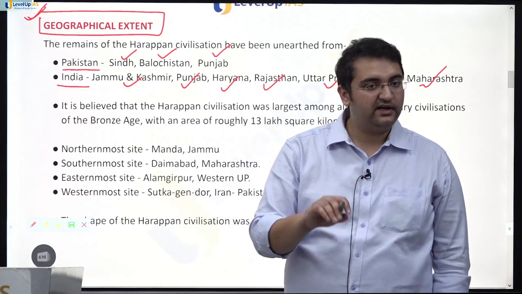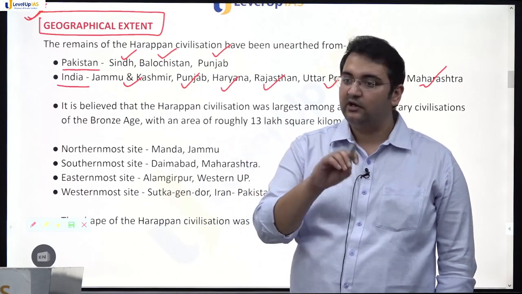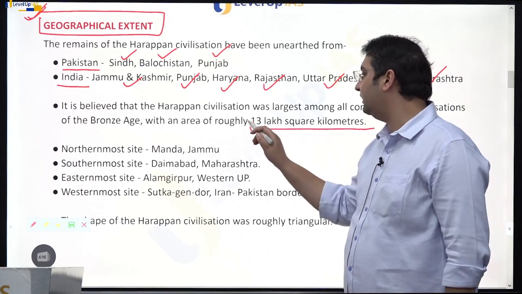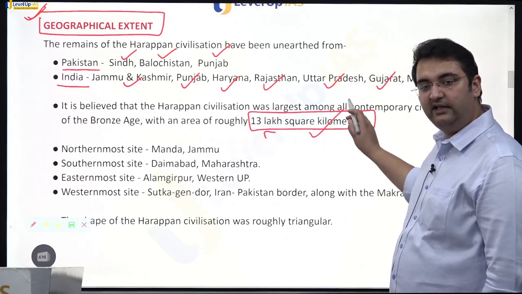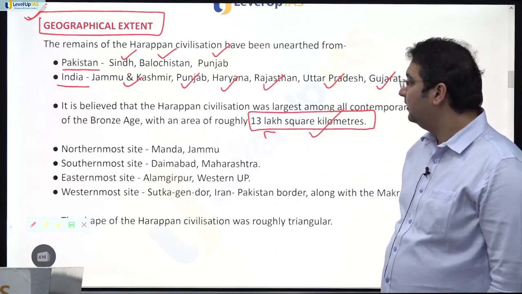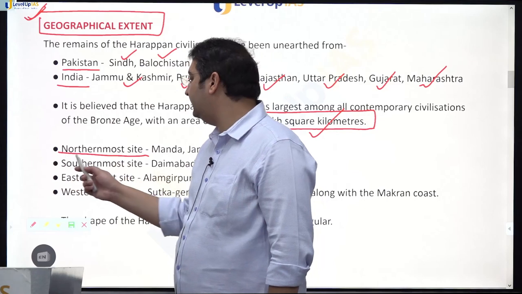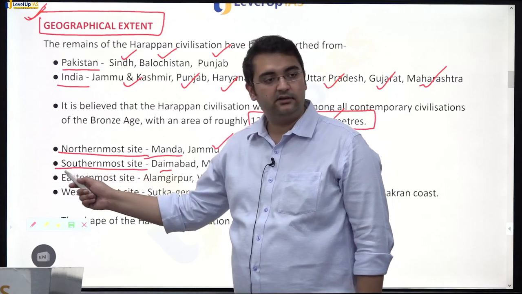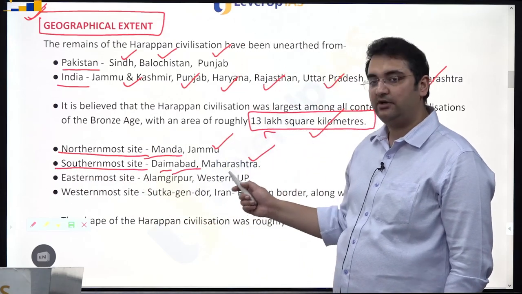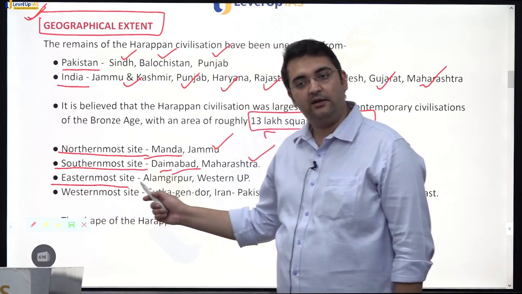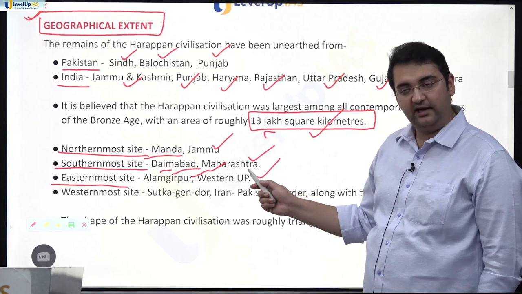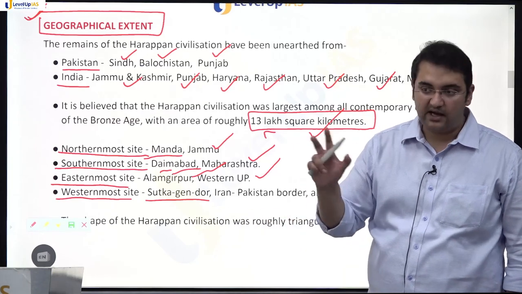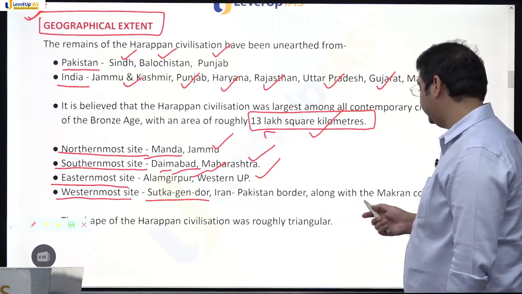If you look at the old NCERTs, its area would be given in square kilometers, 12,96,000 something kilometers. But since new sites are being discovered almost on an annual basis, हमने ये लिख लिया है roughly 13 lakh square kilometers. ठीक है. When you look at the northernmost site, what is that? Manda, located in Jammu. Southernmost site, Daimabad, located in Maharashtra. Easternmost site, Alamgirpur, located in western UP, Meerut mein. ठीक है. And the westernmost site, Sutkagen Dor, located on the Iran-Pakistan border in Pakistan proper, Balochistan mein, on the Makran coast.